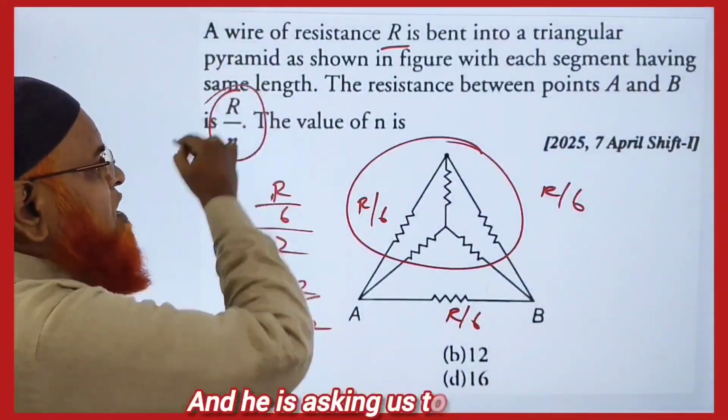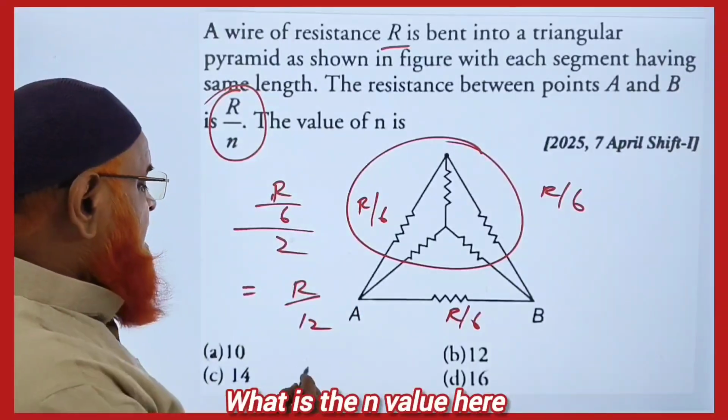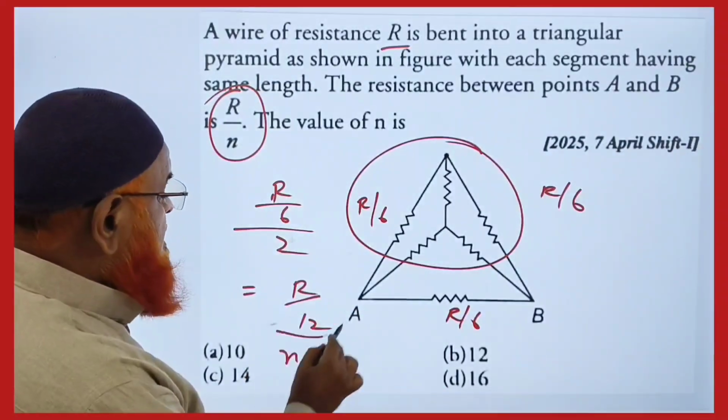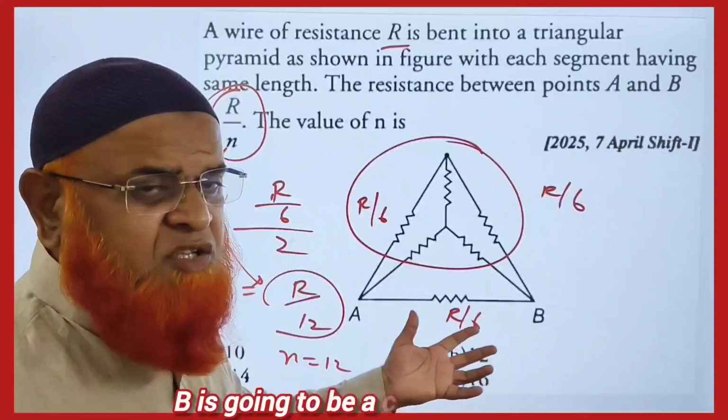And he's asking us to find what is R by N. What is the N value here? N is going to be 12. B is going to be the correct answer.